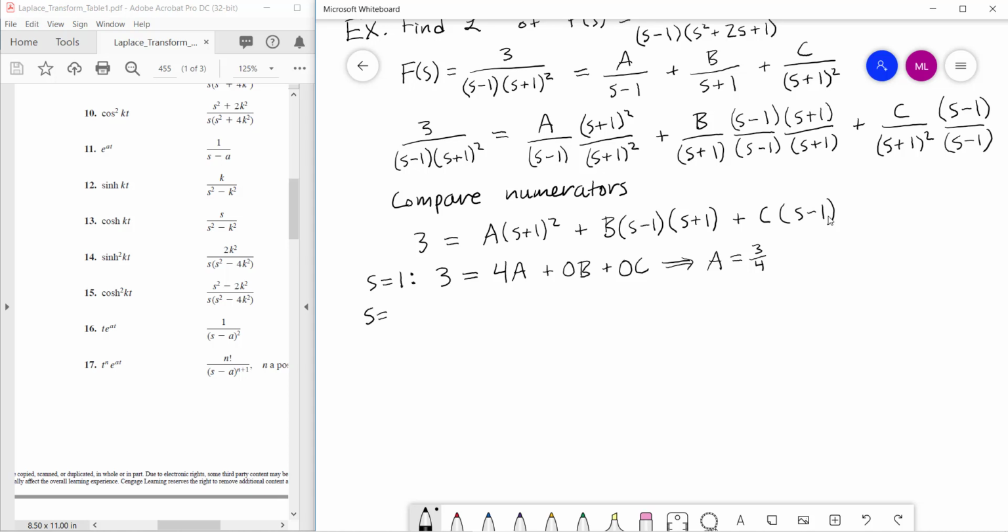If we plug in s equals negative 1. So again, the left-hand side is 3, right? It's just a constant anyways, no dependencies on s anywhere. But we're plugging in negative 1.